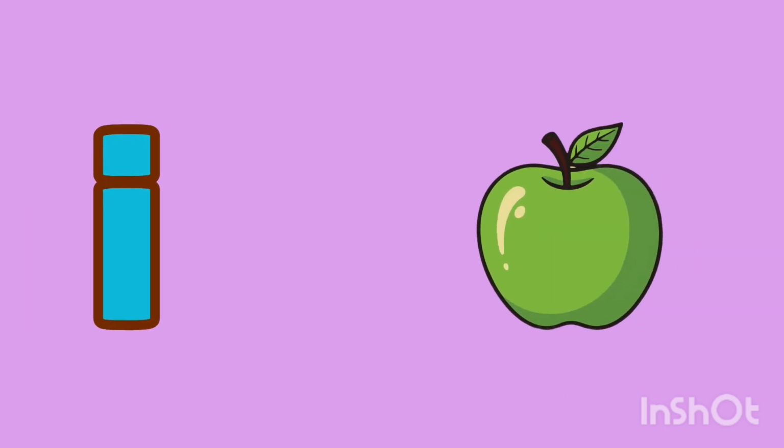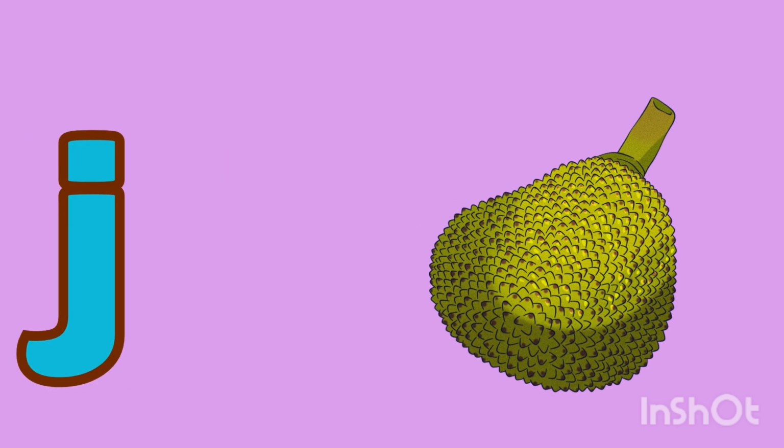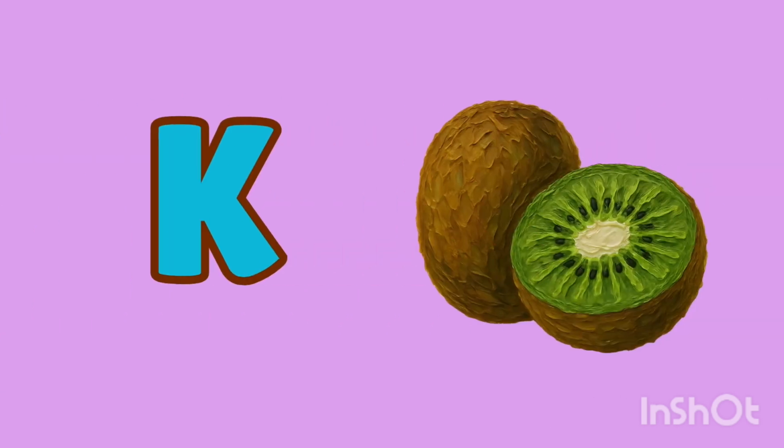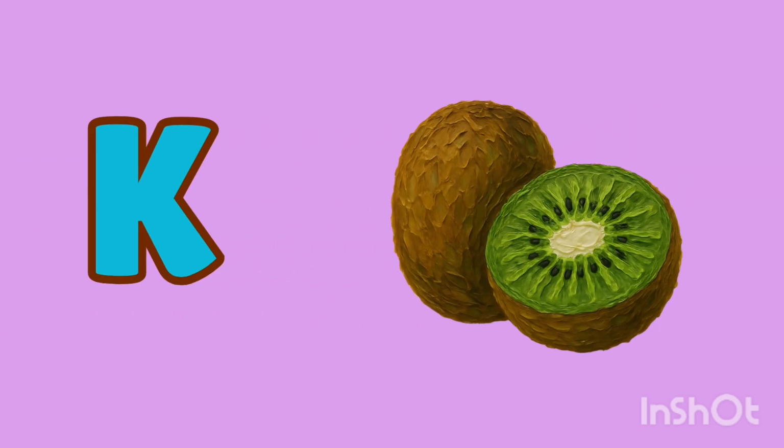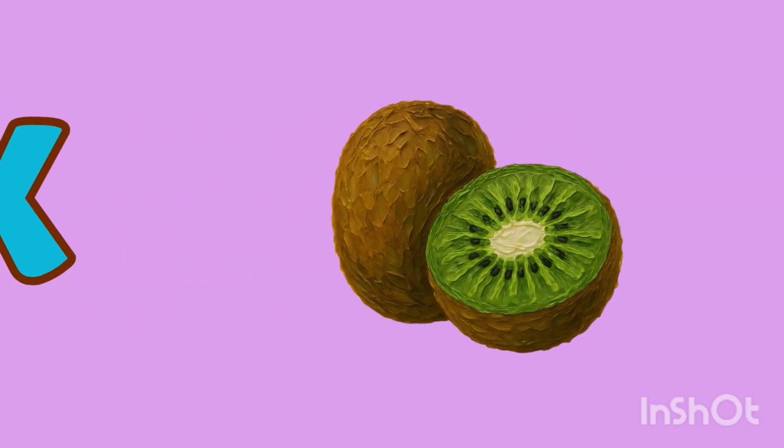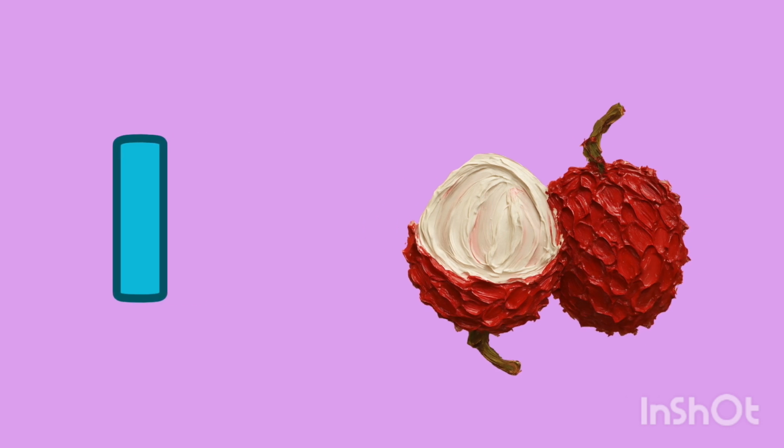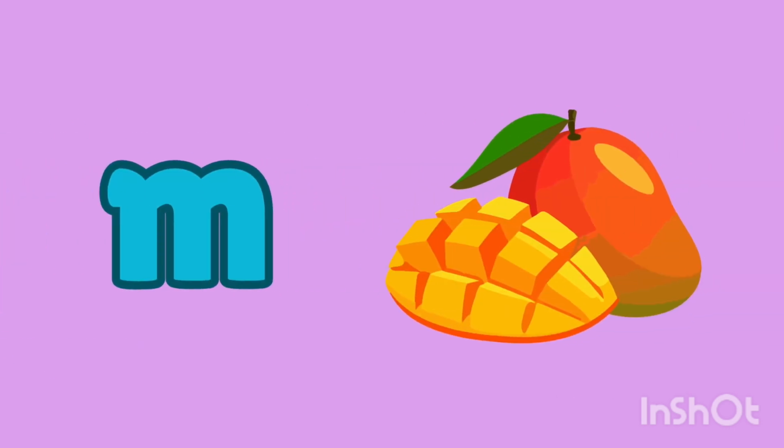I for ice apple. J for jackfruit. K for kiwi. L for lychee. M for mango.